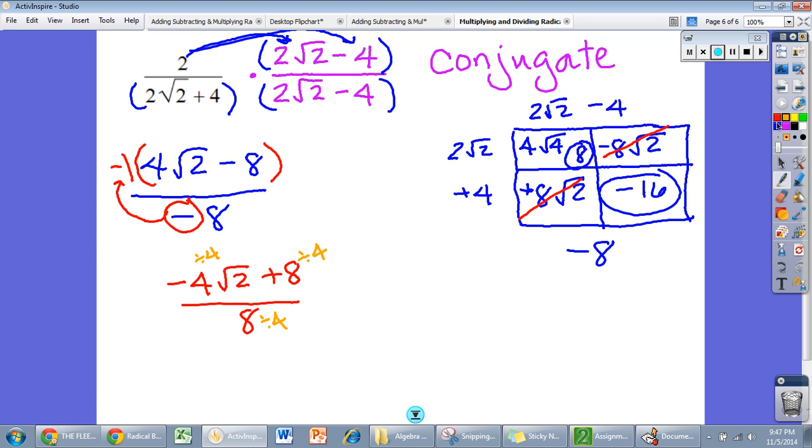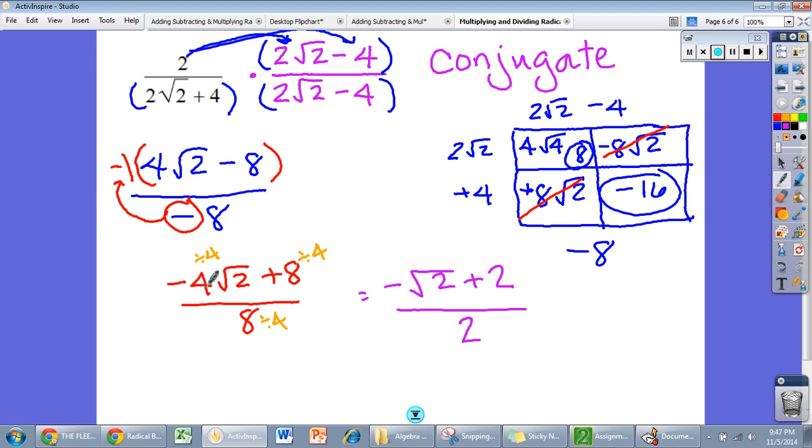So let's see what the final answer is. Negative 4 divided by 4 makes this a negative 1, or just negative square root of 2. 8 divided by 4 is 2. And in the denominator, 8 divided by 4 is 2. And this is your simplified answer.